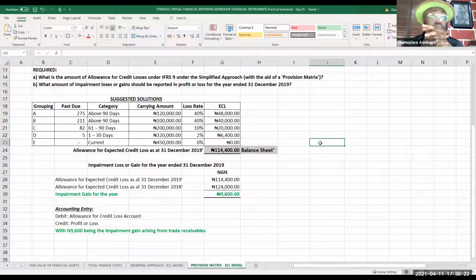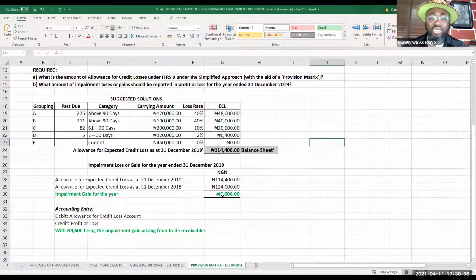What's your question? Your network is bad. Can you chat? Can you say your question on chat? Your network is very poor. It will affect your network. Sorry, I think I have to mute you. Your network is very poor. Please send a chat. Send your question via chat. All right. Okay, please send your question via chat.